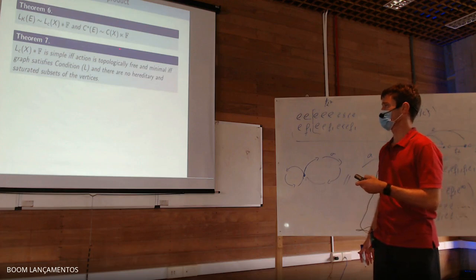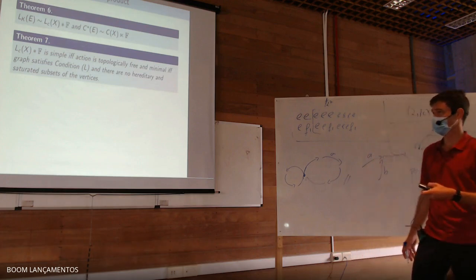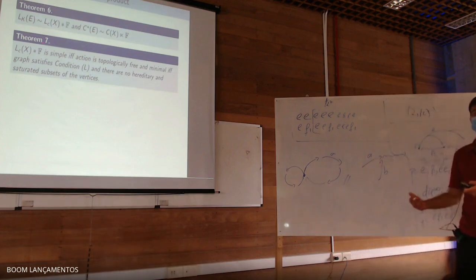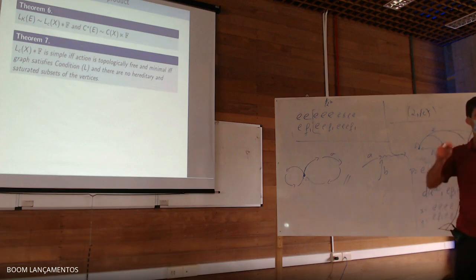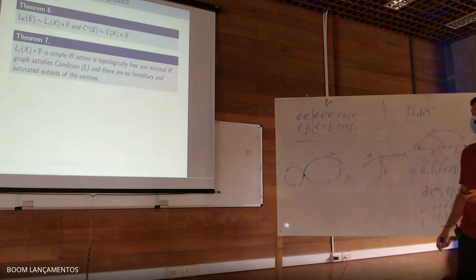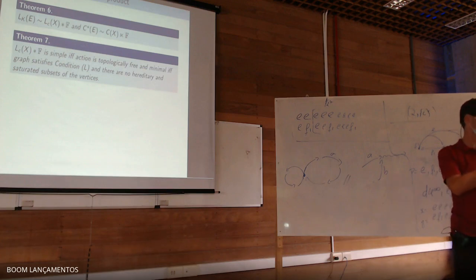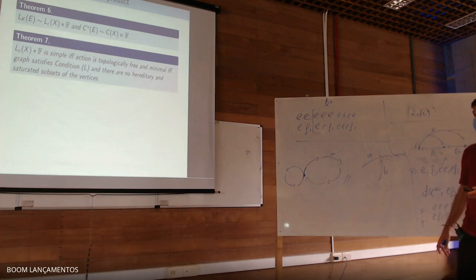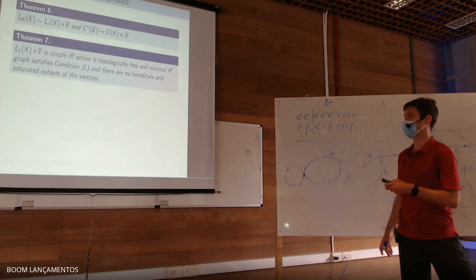Leavitt path algebra is isomorphic to the skew ring of this action. It's also the groupoid, and this also happens for C-star algebras. And the result is that the Leavitt path algebra is simple, has no ideals, if and only if this action, which is what Gilles defined, is topologically free, so the set of fixed points has empty interior, and it's minimal, so the orbits are dense. So you're really seeing the algebraic structure giving you the dynamical structure and vice versa. And this is also characterized in a combinatorial manner.